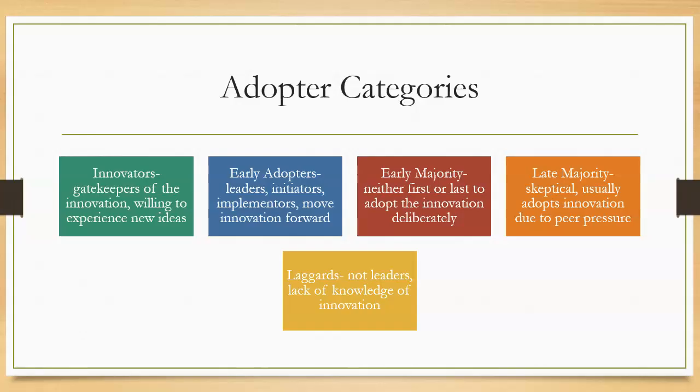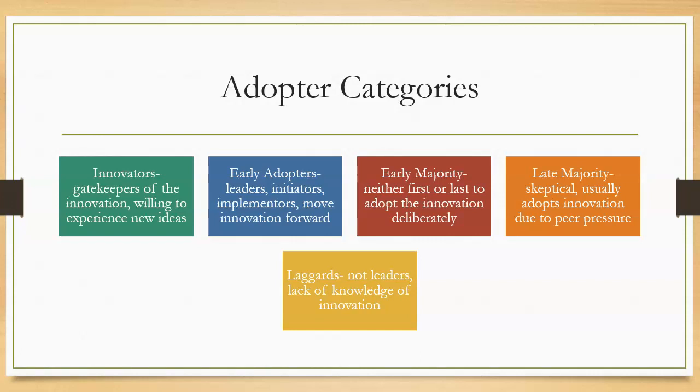We're starting with the adapter categories. According to Rogers, there are five separate adapter categories: the innovator, the early adapter, the early majority, the late majority, and the laggards. The innovators are the gatekeepers of the innovation. They are willing to experience and accept new ideas.